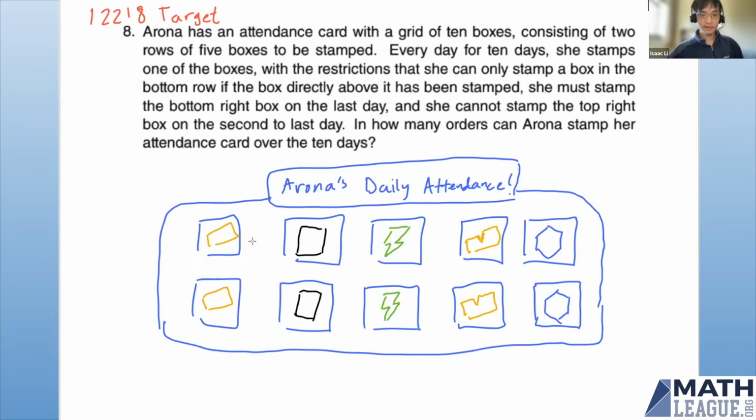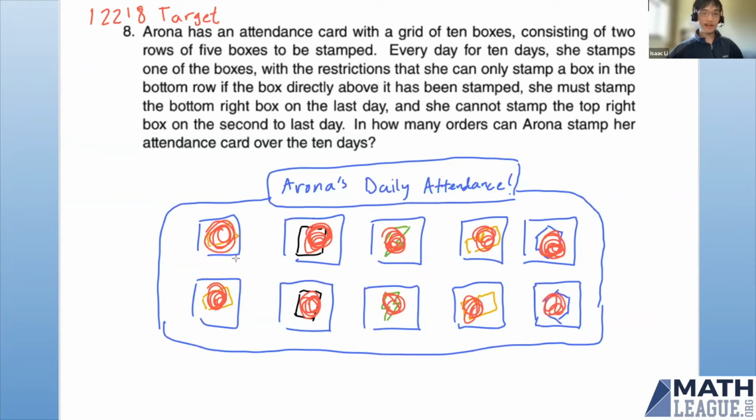So, in other words, if we wanted to stamp this box here, we would have to stamp this one first, and then this. So one possible order might look something like this, and we can stamp some boxes in the top row before the bottom row like this. That would not be valid, but we can stamp them in an order something like this.